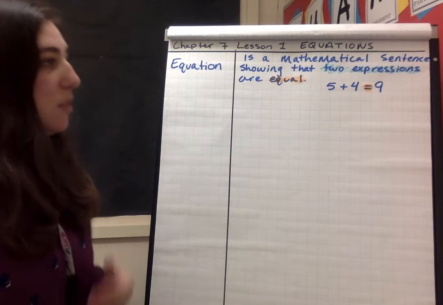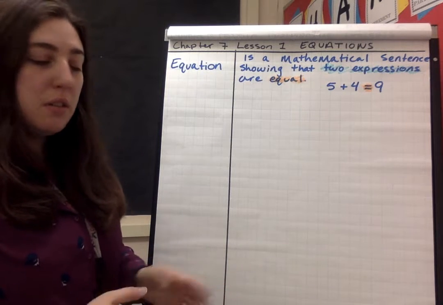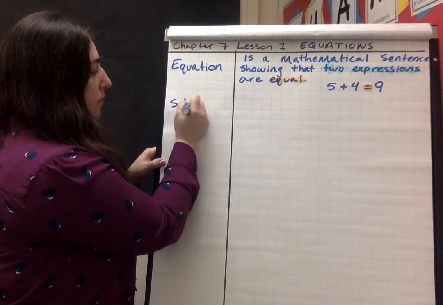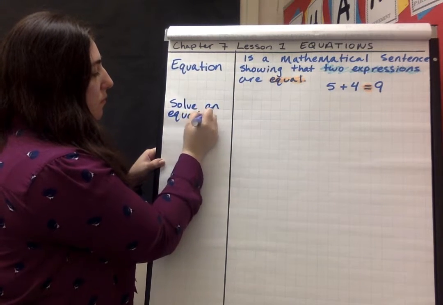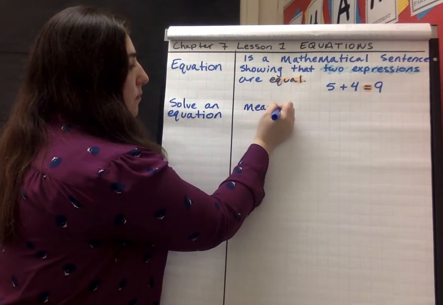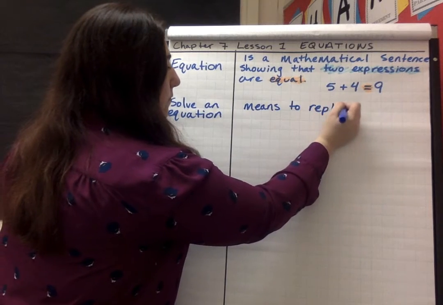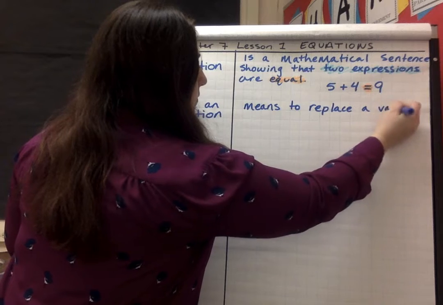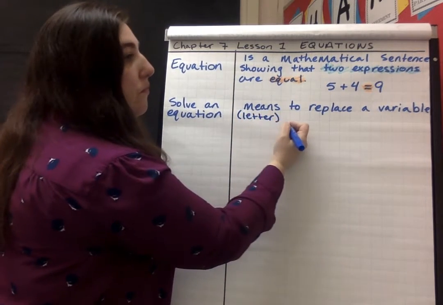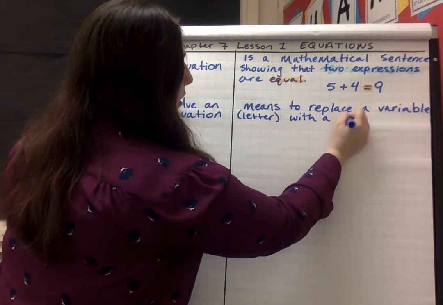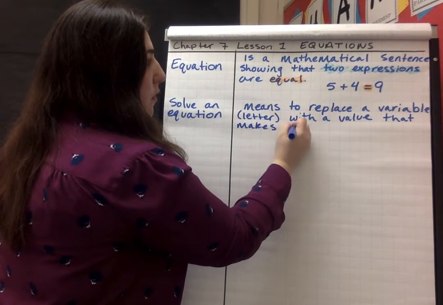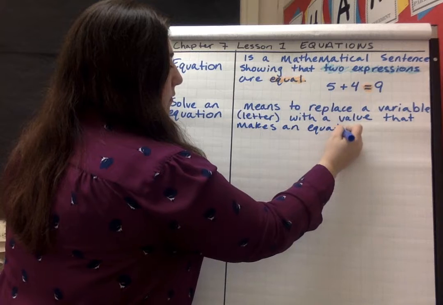Okay, so let's move on to another kind of definition slash example. We are going to be learning how to solve an equation. When we are solving an equation, it means to replace a variable, and a variable again is a letter, with a value that makes an equation true.